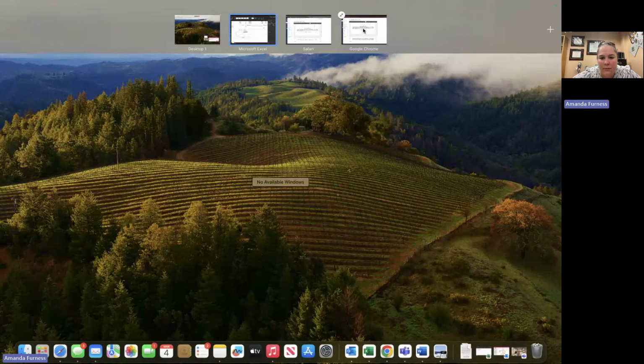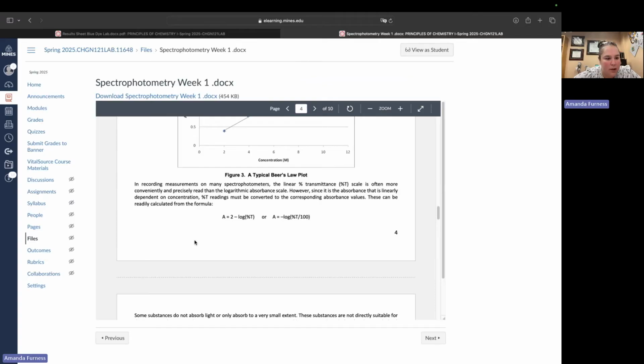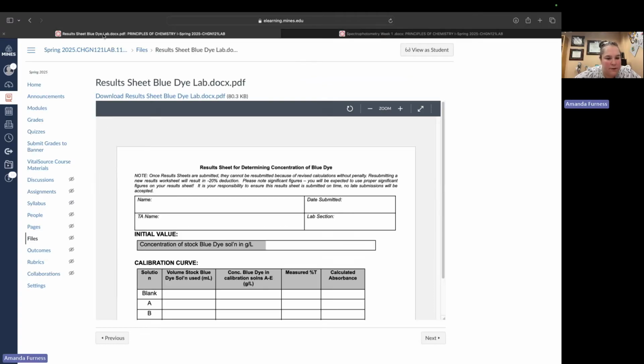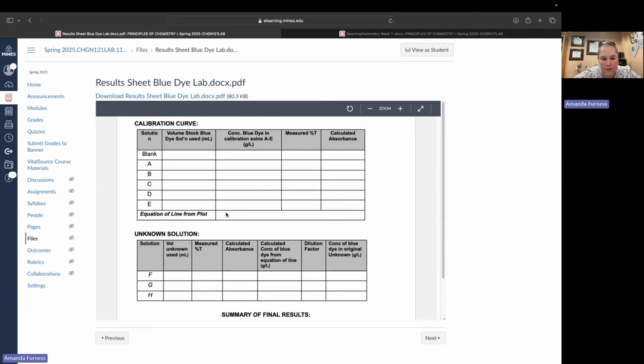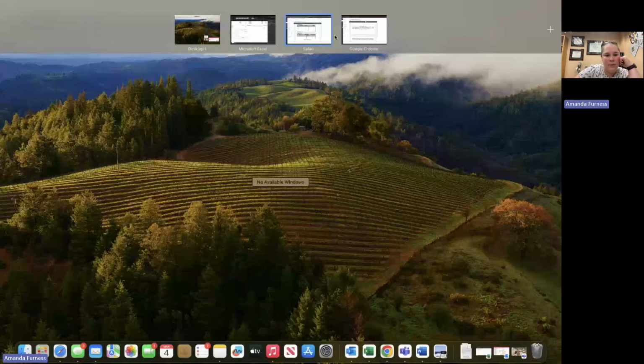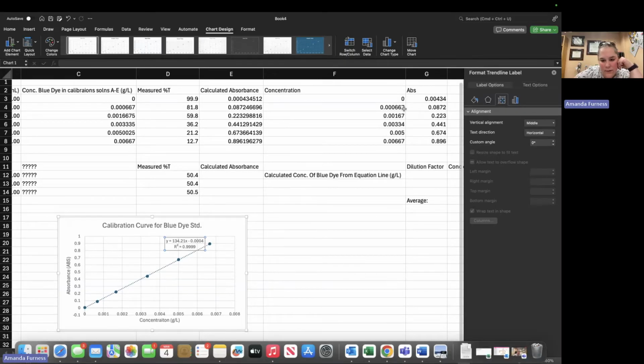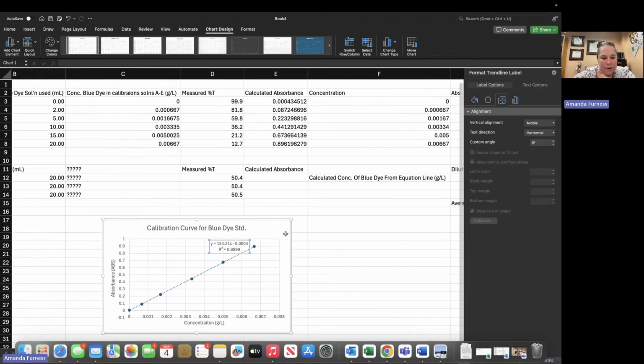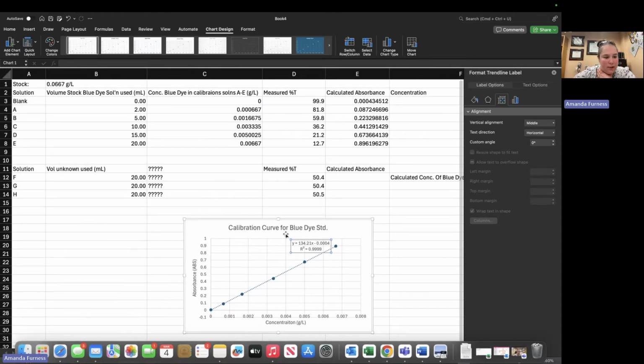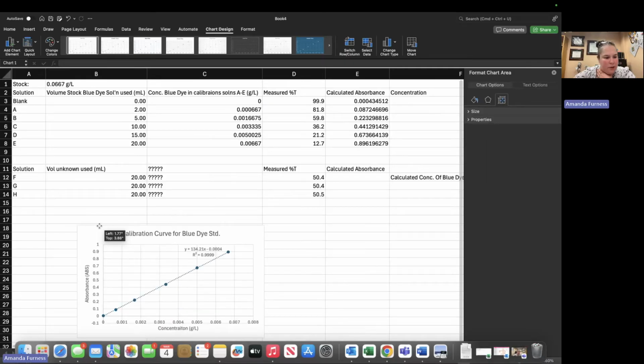If you go back to your blue dye results worksheet, you'll notice there's a spot right here to include the equation of the line. Again, make sure that you're watching your significant figures though. Remember, we said for our concentration, we could only have 3 sig figs, and for our absorbance, we can have 3 sig figs. So when you're reporting your equation of the line, you need to make sure that that is also correct. Okay, now that I have my equation of my line, I can look at my unknowns and analyze them.